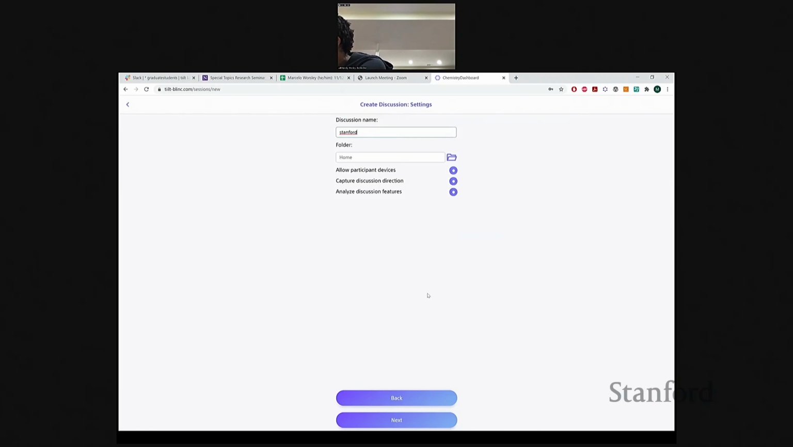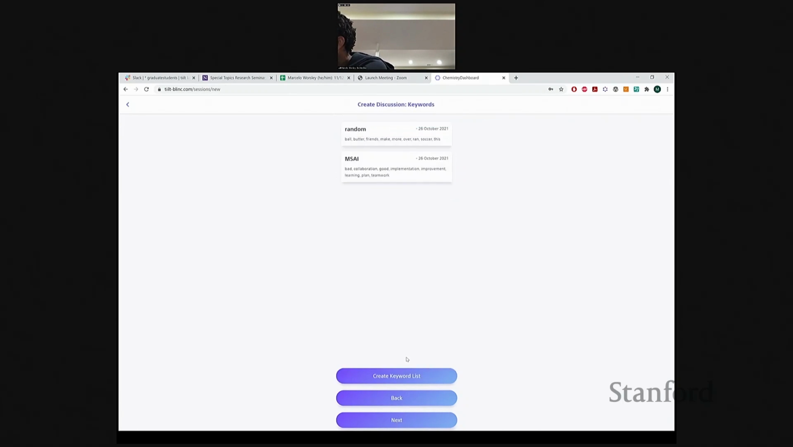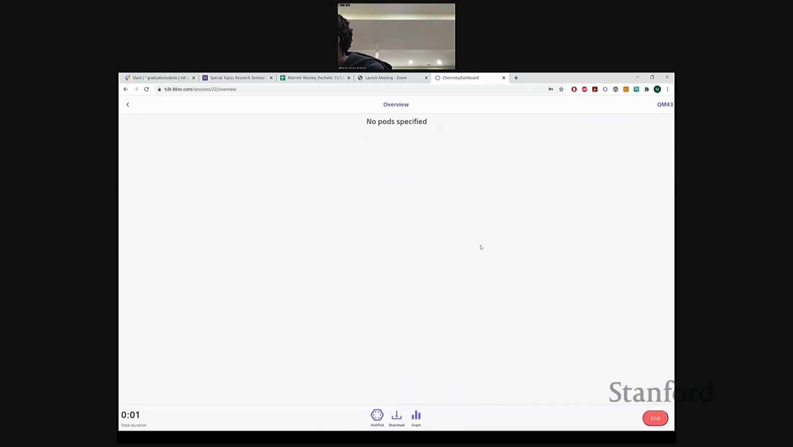So what I'm doing is I'm setting up to create a discussion. When I do this, I can create a custom keyword list. These will be words that the tool will pay attention to. I'll press next, and I'm going to start my discussion.